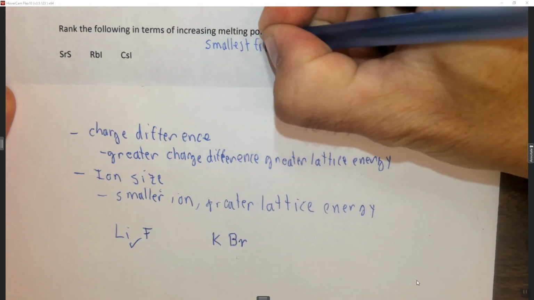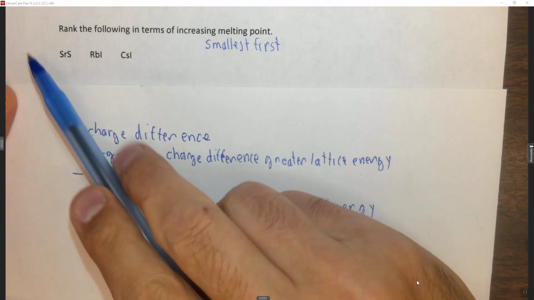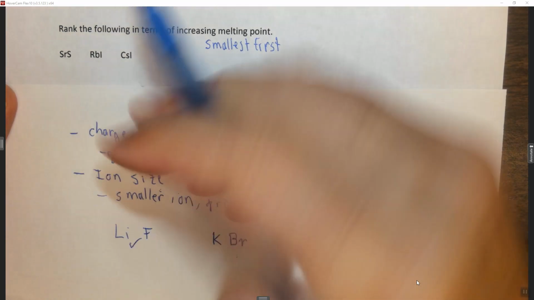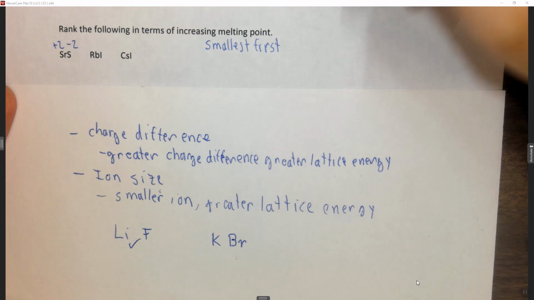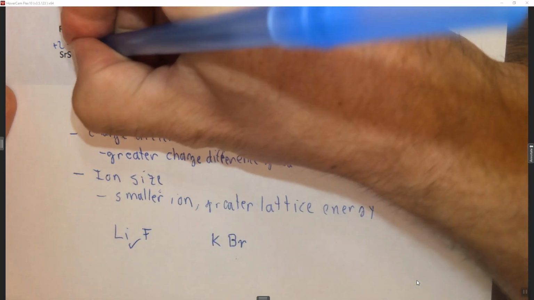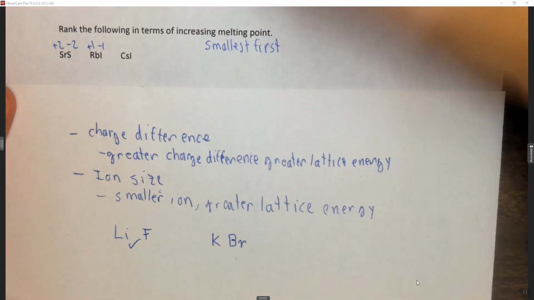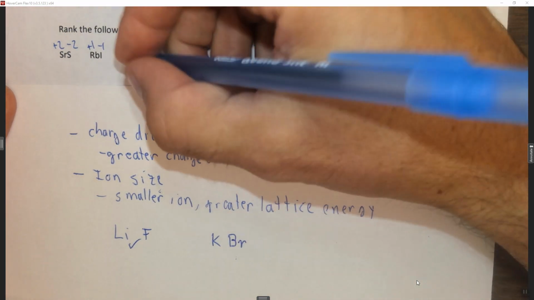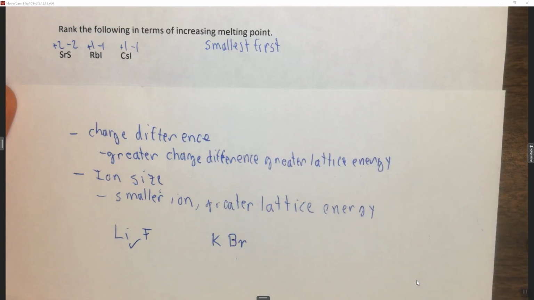first. So as before in the previous two questions, the first thing we need to do is get the charges. So strontium is in 2A, so it's plus 2, and sulfur is in 6A, so it's minus 2. Rubidium is in 1A, so it's plus 1, and iodide is in 7A, so it's minus 1. Cesium is in 1A, so it's plus 1, and iodide is still minus 1.